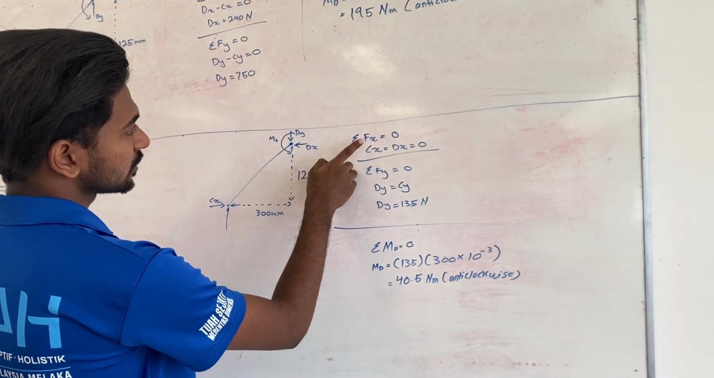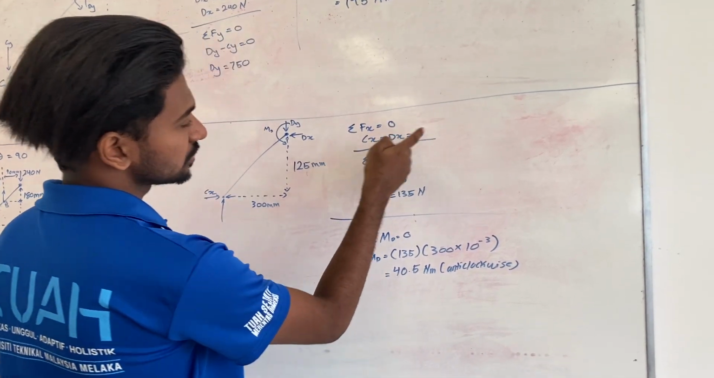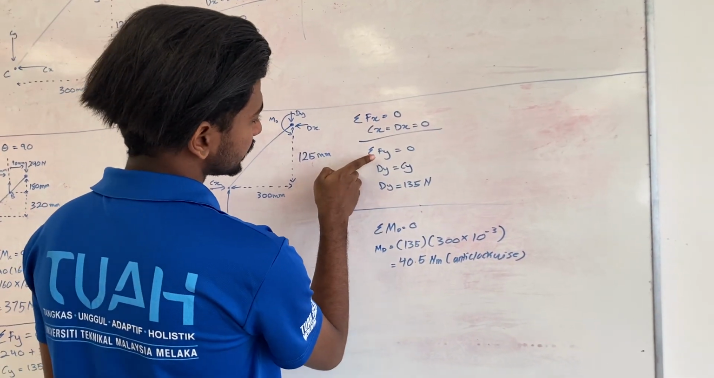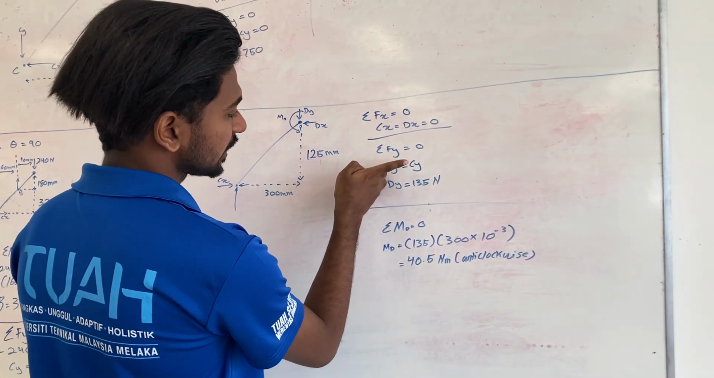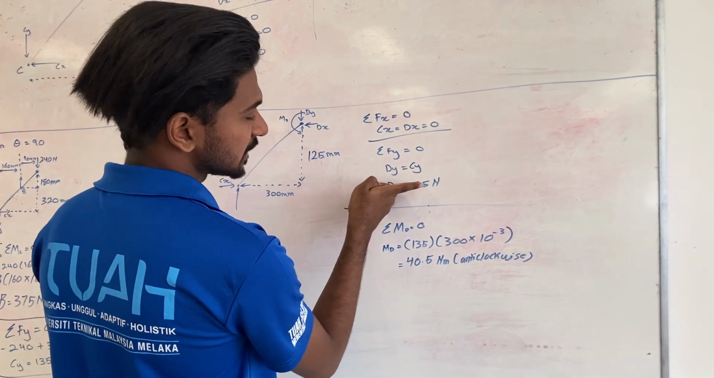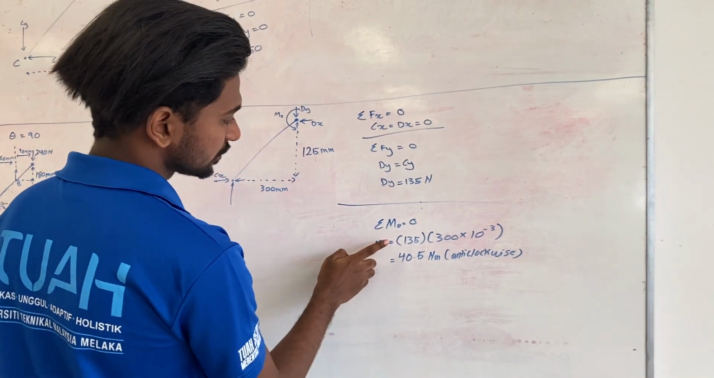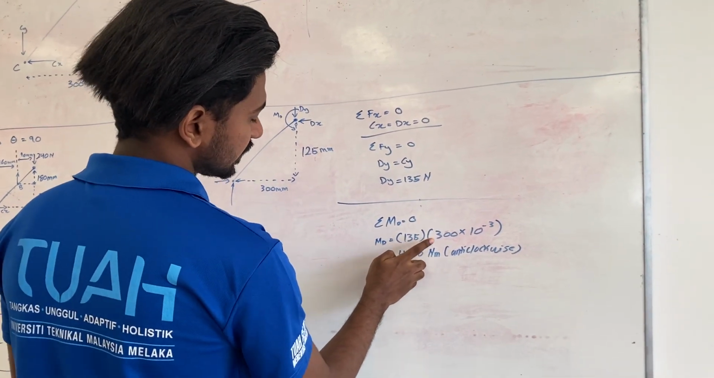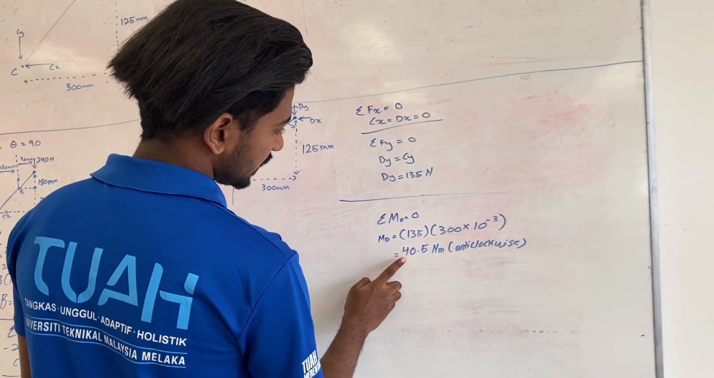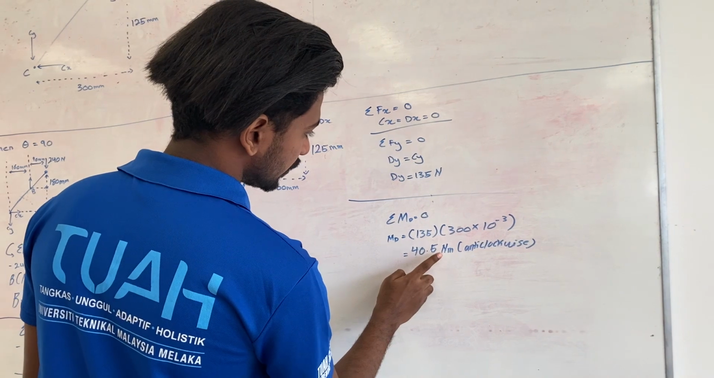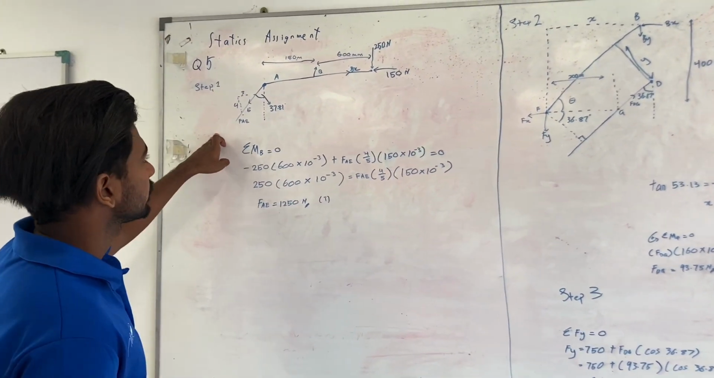Summation of forces on x-axis equals 0, Cx equals Dx and equals 0, and summation of forces on y-axis equals 0, Dy equals Cy, and Dy we get 135 Newton, and summation of moment on D equals 0, MD equals bracket 135 bracket 300 times 10 power of negative 3, and we got 40.5 Newton meter anti-clockwise. That's it for question 4. This is the figure diagram for question 5.